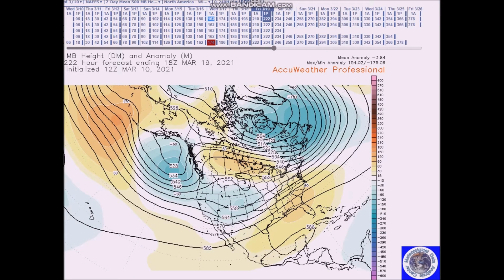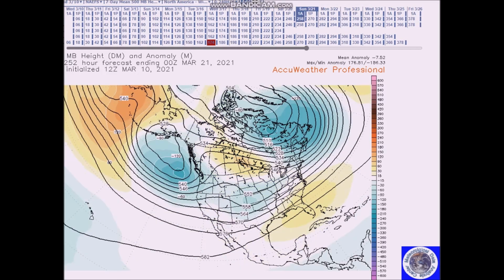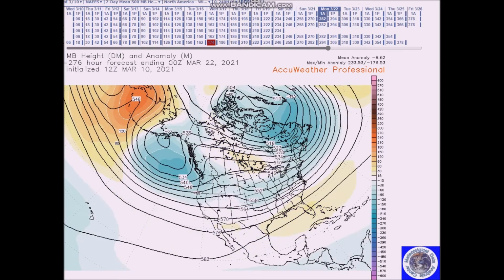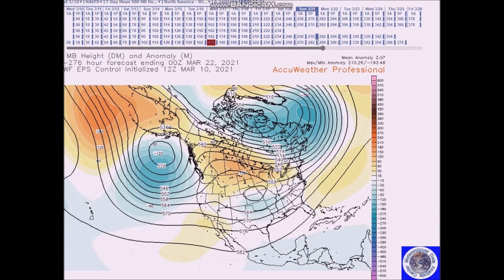A ridge is forecast across the northeast Pacific and Alaska. Let me see if I can get the right map. Like this. And we have an upper low over the Gulf of Alaska, and we have a split flow across much of the nation. And here's our upper low, with below normal heights across eastern Canada and the northeast.